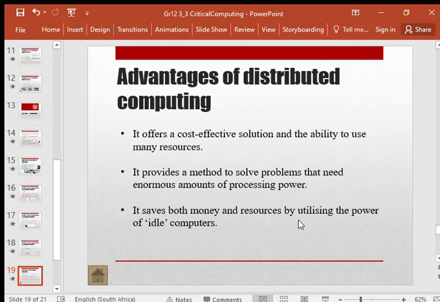It offers a cost-effective solution and the ability to use many resources. So many idle resources can be used. It's cheaper than having one machine to do all the work. So you can use the CPU power and the RAM of many computers. It provides a method to solve problems that need enormous amounts of processing power, that's not capable of being done by one computer. It saves both money and resources by utilizing the power of idle computers.